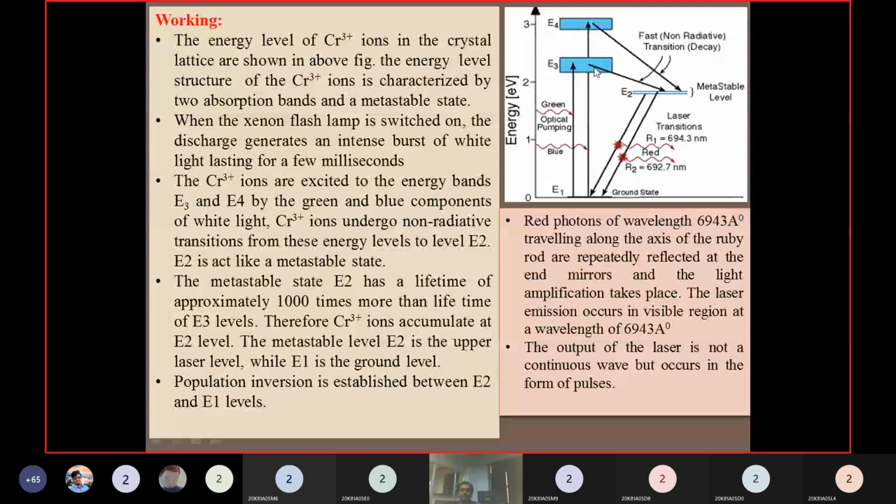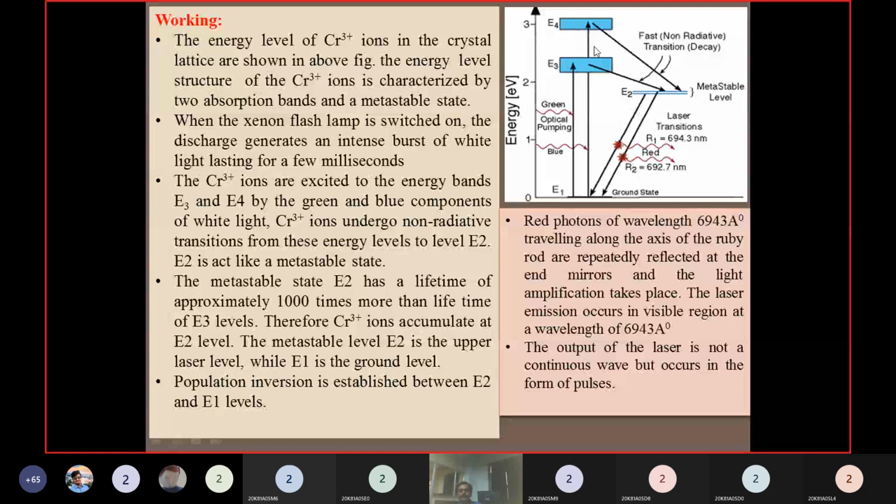In between the E4 level and E2 level, there is a non-radiative transition, and similarly between E3 and E2 there is also a non-radiative transition. Because of the non-radiative transitions, no light is emitted, since selection rules are not followed there. Now a transition occurs between the E2 and E1 levels. Because of this transition, light will be emitted.